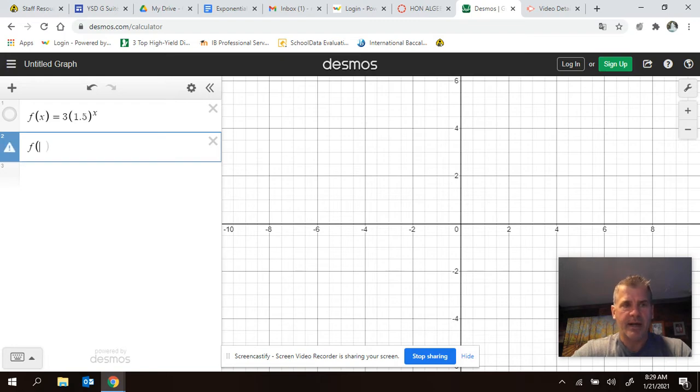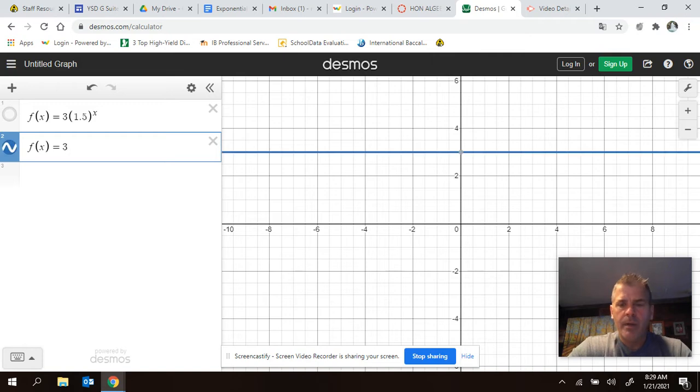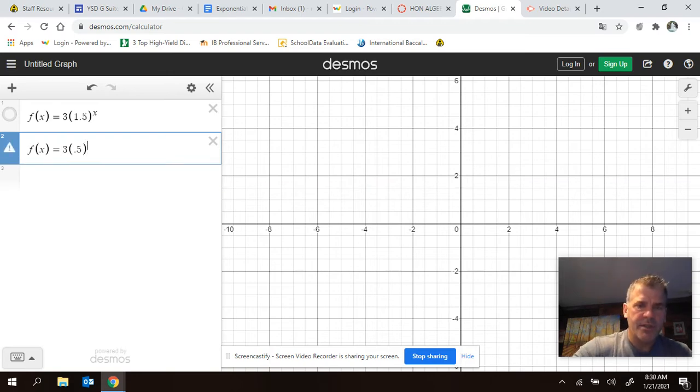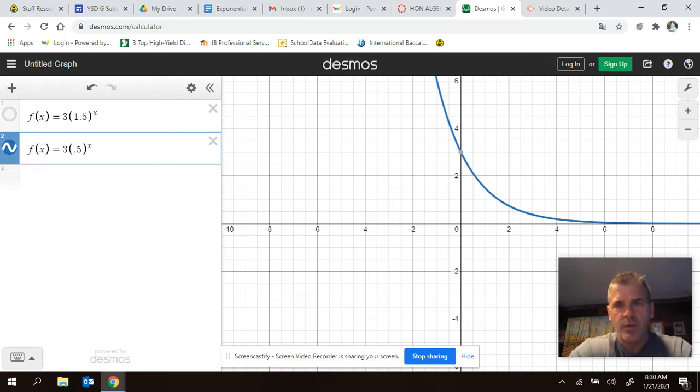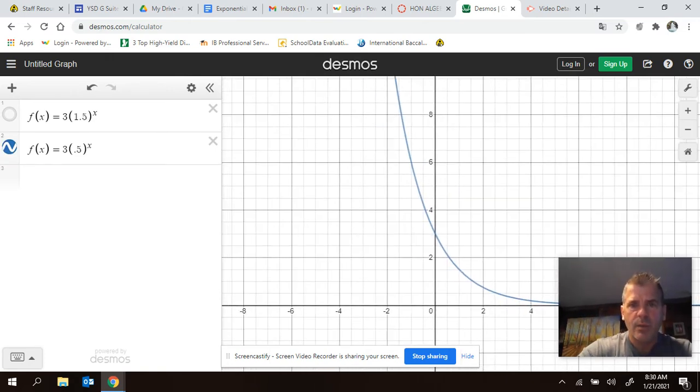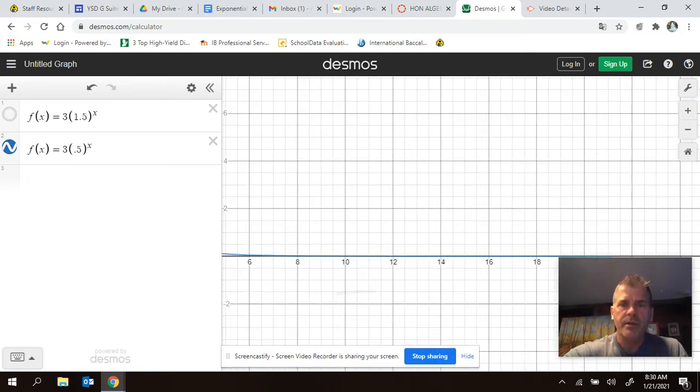In this case, we're going to go f of x is equal to 3 again, and use parentheses for my multiplication. This time we're going to go 0.5 or 1/2, and we're going to raise that to the x. And we should see that indeed we get this decay situation. There is our y-intercept again at (0, 3). In end behavior, as we look to the left, it's way up there. And then as we go to the right, as our x values increase, it's getting closer and closer and closer to 0.